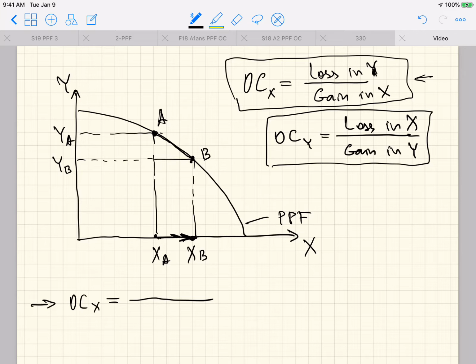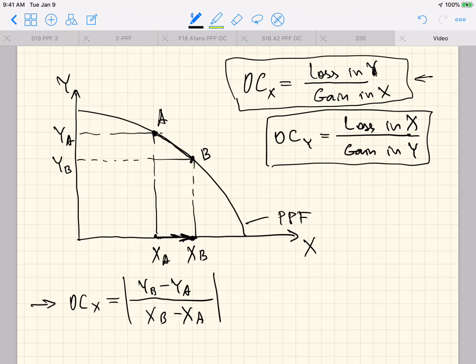Loss in good Y will be measured as YB minus YA. Gain in good X is XB minus XA. And to keep things simple, we'll just look at the absolute value. So this is it. That's how you do it.